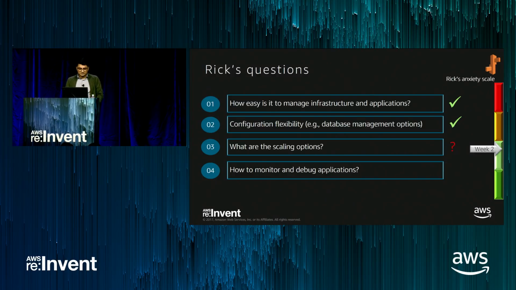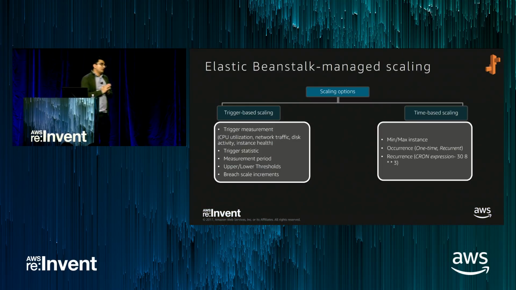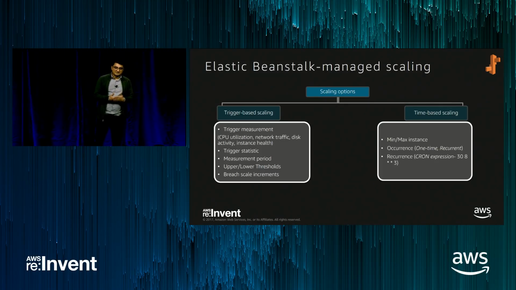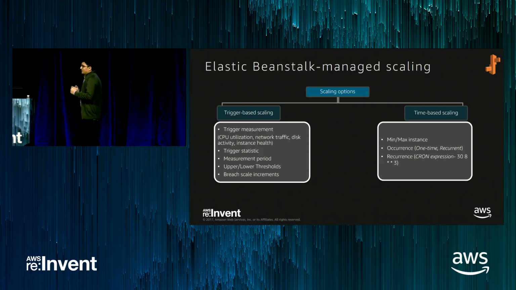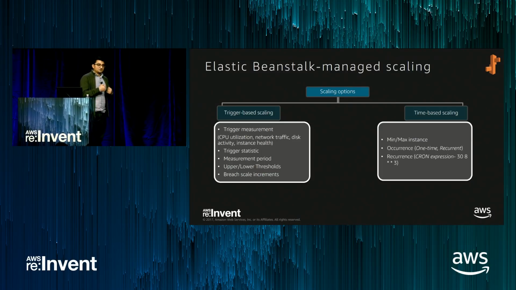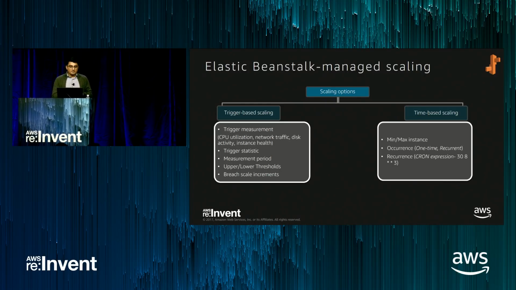So he has a lot of questions regarding scaling options. Okay, let's see what Elastic Beanstalk has to offer in terms of scaling. We have broadly two options for Elastic Beanstalk. One is trigger-based scaling and the other is time-based scaling. With trigger-based scaling, you can define the triggers. It could be CPU utilization, network traffic, disk activity, and based on the trigger that you choose, Elastic Beanstalk uses health checks to determine the status and takes the appropriate action that you have defined in the scaling.